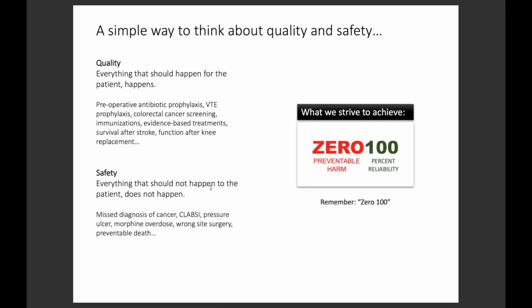A simple way to think about quality and safety is that they occur around the same patient. But quality is everything that should happen for the patient actually happens. So if we're supposed to get it right, we get it right 100% of the time. That's what we mean by quality. The other word often used is high reliability. When we think about high reliability systems, a patient should expect, when they have a certain illness, that all the right things are going to be done at the right time. That's what we mean by high reliability, and the measure of that is something we call quality.